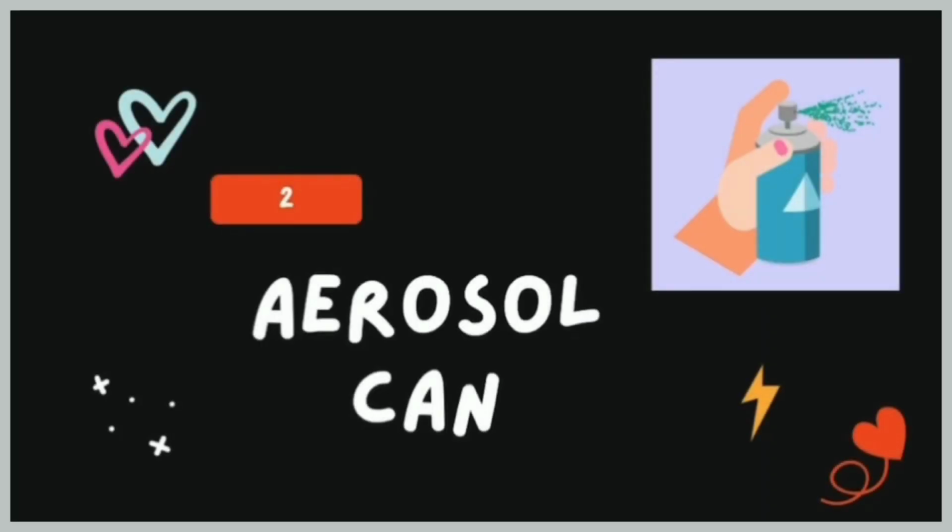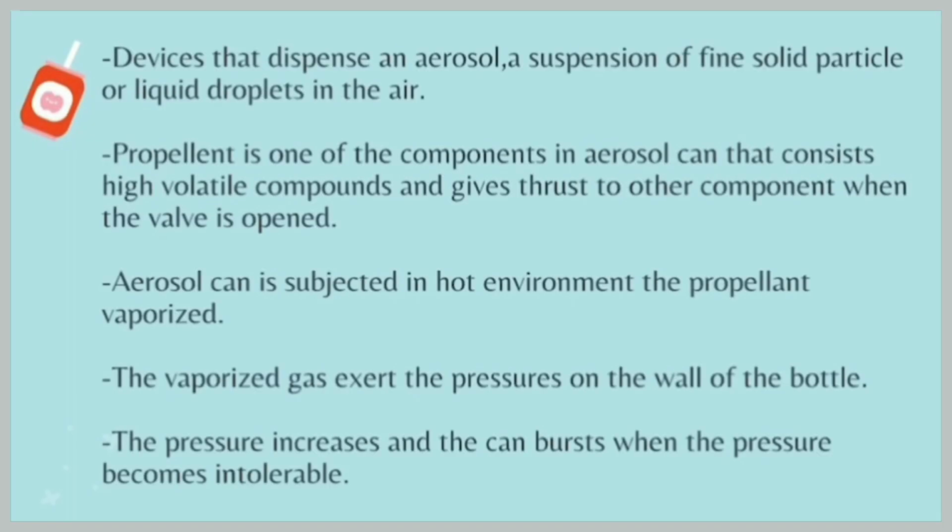Okay, for number 2, we have the aerosol can. Aerosol cans or sprays are devices which dispense an aerosol, a suspension of fine solid particles or liquid droplets in the air. When the valve of a metal can is opened, the gas is driven out to form a mist or an aerosol. One of the components in an aerosol can is the propellant. The propellant consists of highly volatile compounds which are liquefied under high pressure. The propellant gives thrust to other components when the valve is opened.